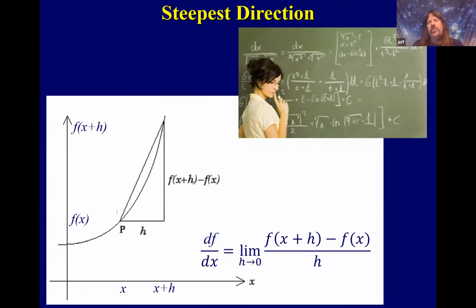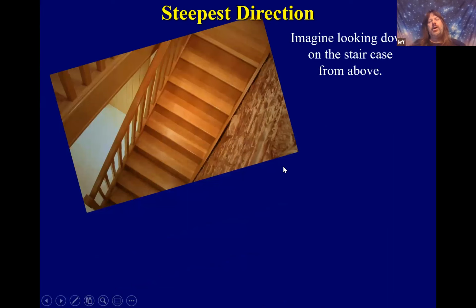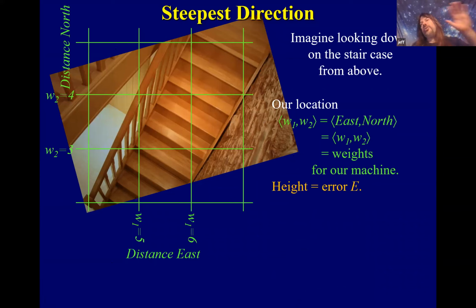All right. So here's a picture of calculus, and let's see if we can do it. Let's imagine a staircase and you're looking down on it from above. In our east-west and north-south directions, our location is giving us our weight 1 value and our weight 2 value, right? It's giving us the various weights of our machine. And then the height, as you go up the stairs, what's the height telling us? It tells us the error, right?